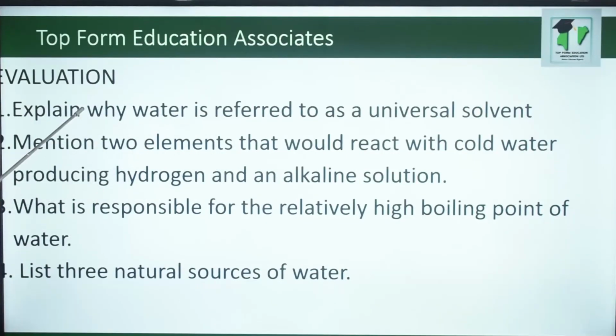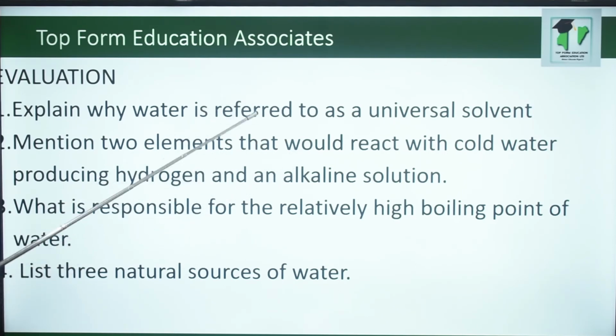Evaluation. Number 1, explain why water is referred to as a universal solvent. This is because water can dissolve so many things on earth because of the presence of hydrogen bonding. Number 2, mention 2 elements that will react with cold water, producing hydrogen and an alkaline solution.